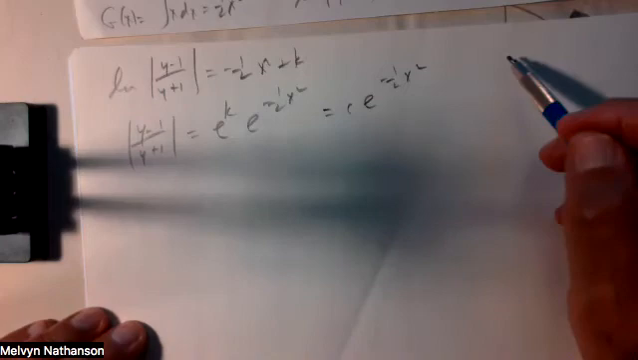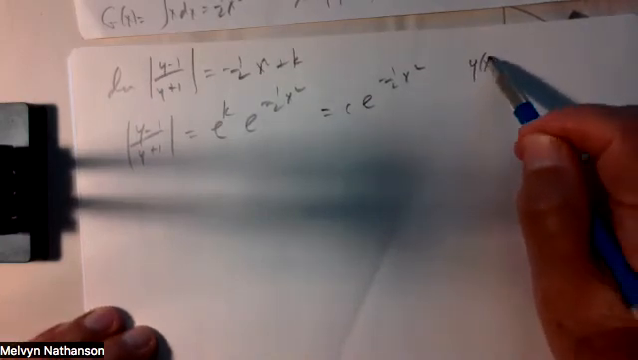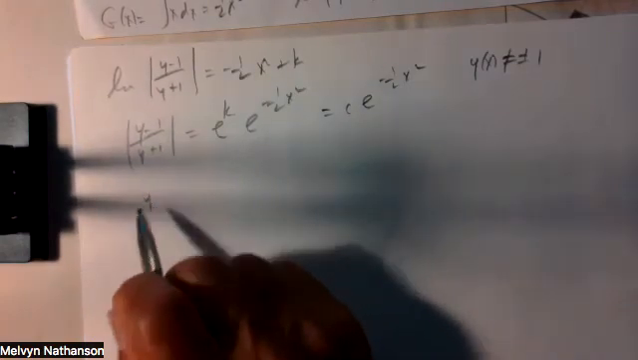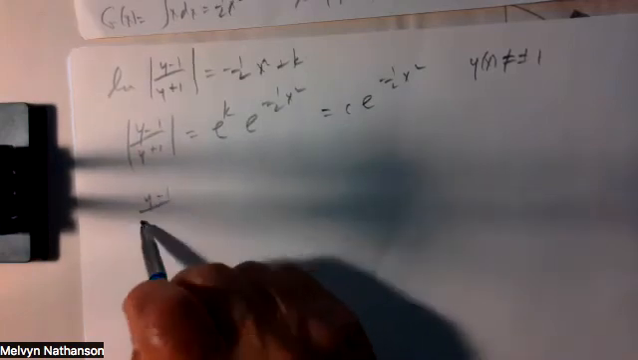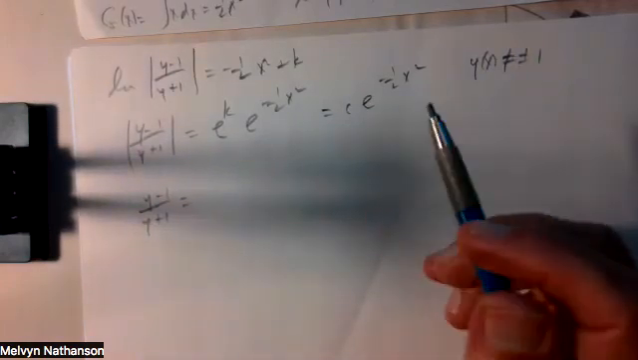And recall y of x is not equal to plus or minus 1. So neither of these is 0, and they don't change sign. This is either positive or negative for all values of x. So here c is a positive constant, but c can be negative. So you can write y minus 1 over y plus 1 is equal to some constant c, e to the minus a half x squared.